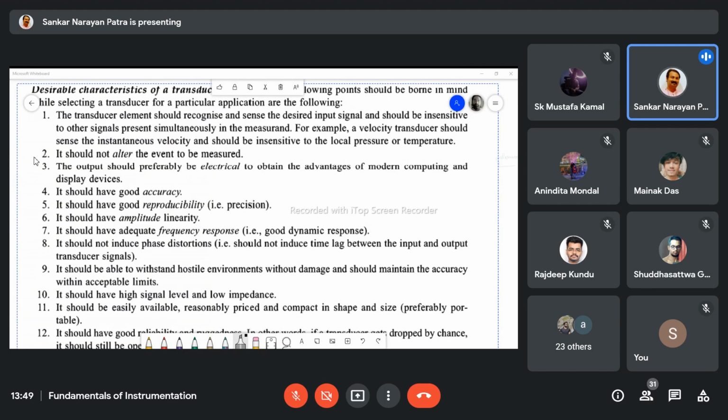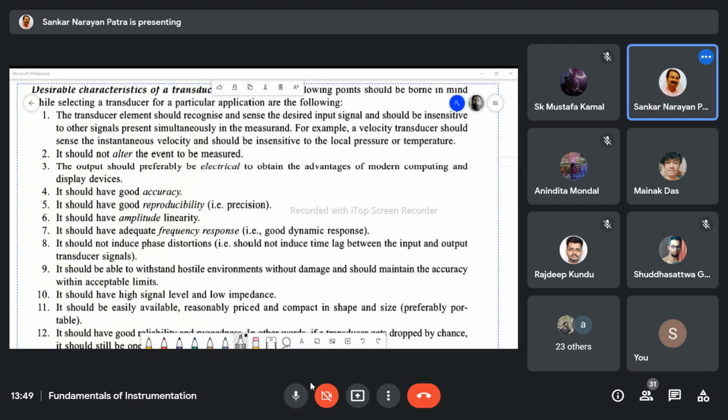Subhajit Mandal. What is number two? Can you read it out loudly? It should not alter the event to be measured. What does it mean? The input signal should not be changed. Not only the input signal, the signals of the system should not be changed.